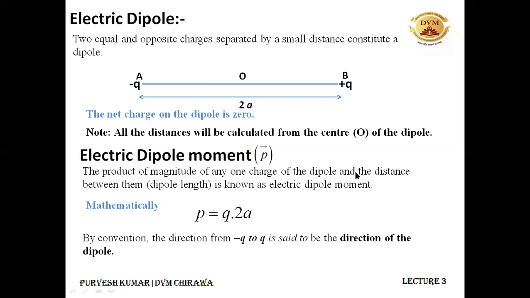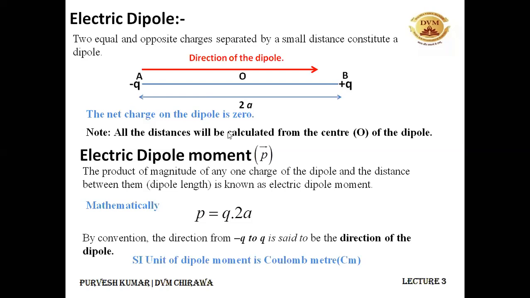See this thing? This is the direction of the dipole, from the minus charge to the plus charge. Always remember, the electric dipole moment has a direction from the negative charge towards the positive charge. Its magnitude is given by the product of one of the charges of the dipole and the distance between them. The SI unit for the electric dipole moment is Coulomb meter, because charge is measured in Coulomb and distance is measured in meter.